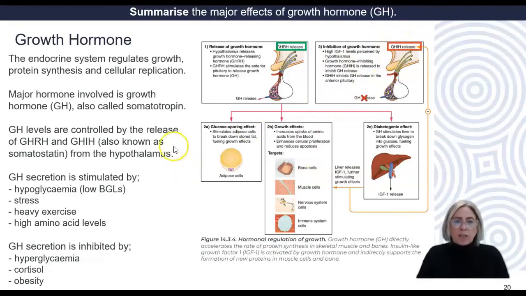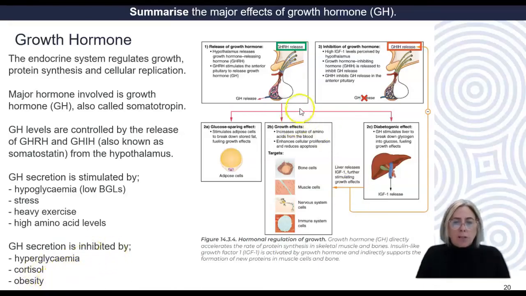And growth hormone inhibiting hormone is also known as somatostatin. Now, there's several different factors that can stimulate growth hormone secretion. One of them is low blood glucose levels. Another one is stress, and another one is heavy exercise. And finally, high amino acid levels in the blood will also stimulate growth hormone secretion. And growth hormone secretion then is inhibited by several things as well, including high blood glucose levels, high levels of cortisol, and also obesity.